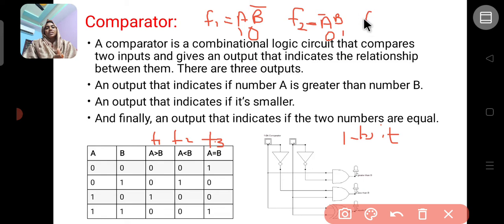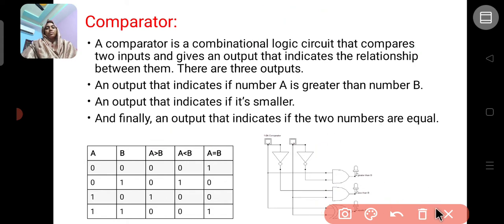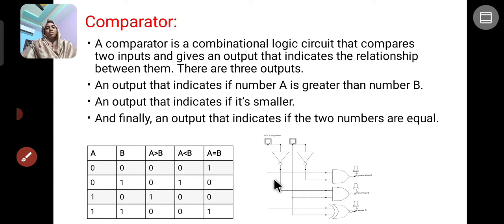The next condition is F3. F3 is nothing but A bar B bar plus AB, where both the inputs are the same, 0, 0 and 1, 1. For that we should draw the logic diagram. So this is F1, the second gate is F2 and the third gate is F3. Right? This is the logic diagram for the 1 bit comparator. So this is how we design a 1 bit comparator.